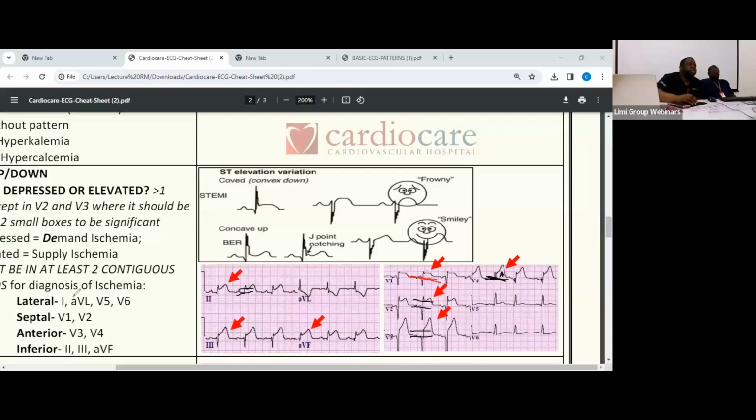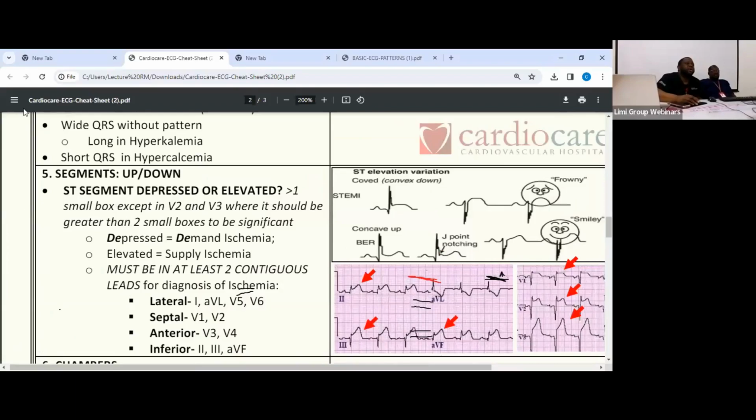So that is why we talked about these contiguous leads. You must see it in at least two contiguous leads. That's what we have shown you on this slide. We have written there lateral leads, septal leads, anterior leads, inferior leads. So in this one on the right, this is 2, this is 3, this is AVF. So that is an inferior myocardial infarction. And this one is V1, V2, V3, and even V4. So that is anteroseptal myocardial infarction.